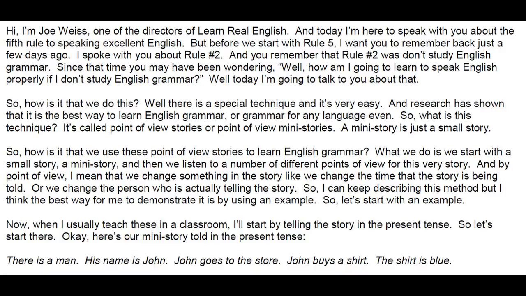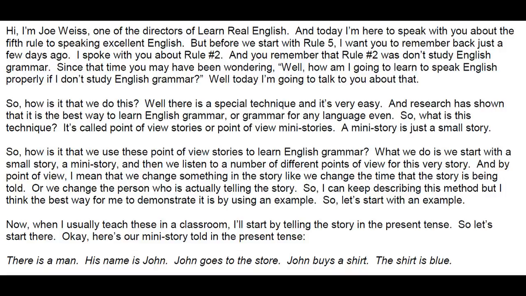But before we start with Rule 5, I want you to remember back just a few days ago. I spoke with you about Rule number 2. And you remember that Rule number 2 was don't study English grammar. Since that time, you may have been wondering, well, how am I going to learn to speak English properly if I don't study English grammar? Well, today I'm going to talk to you about that.